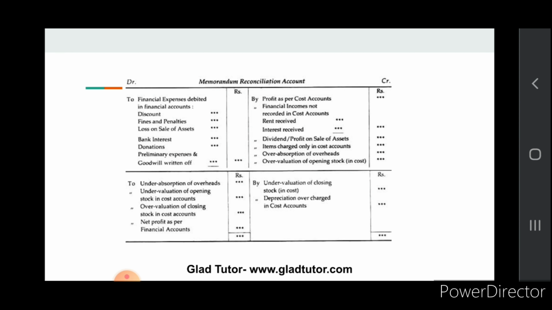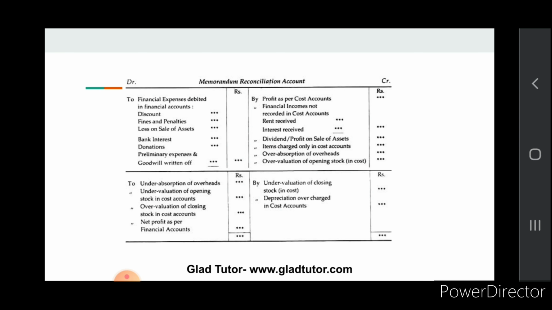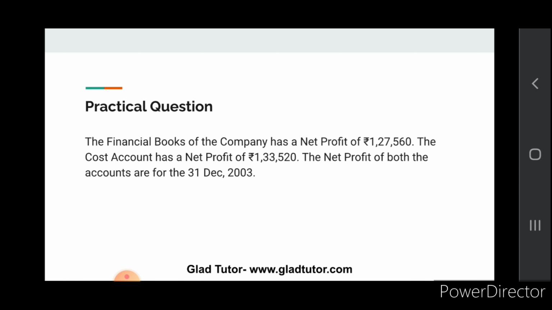As you can see, on the credit side there is profit as per cost account, and we are adding all the items like financial incomes not recorded in cost account: rent received, interest received, dividend, profit on sale of assets, items charged only in cost account. And on the debit side we are adding the expenses, discounts, fines and penalties, loss on sale of assets. I will better explain this to you with one practical question.